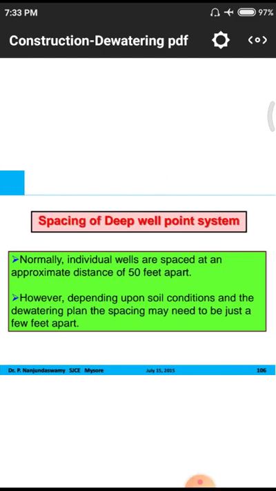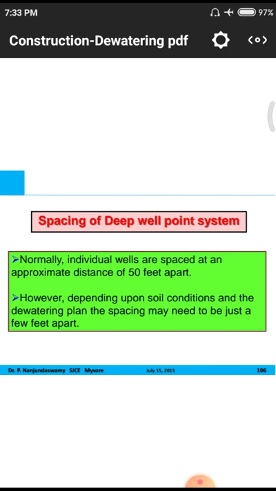Next one, spacing of deep well point system. In the previous classes, we observed well point systems: single stage well point system, double stage well point system, and multi stage well point system. In these well point systems, normally we use a 1 meter to 1.5 meters distance between successive boreholes.